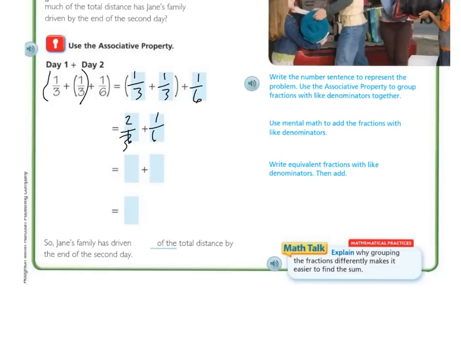And then in order to add those two together, I need to make the bottoms be the same. So I have to multiply by 2/2, which would be 4/6. So now I have 4/6 plus 1/6, and my answer is going to be 5/6. So Jane's family has driven 5/6 of the total distance by the end of the second day.